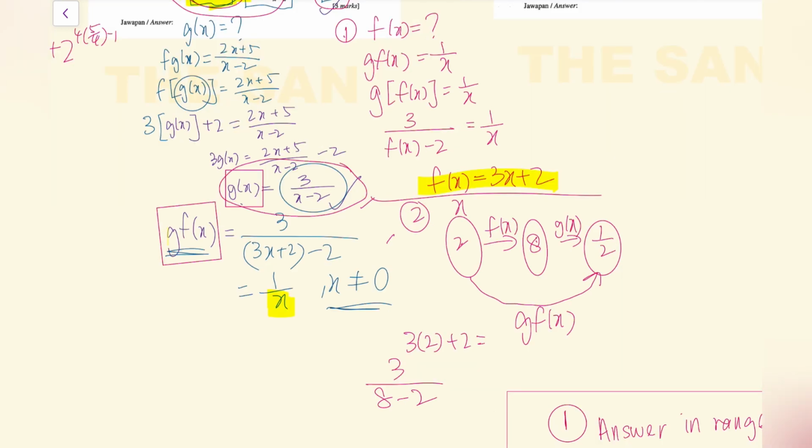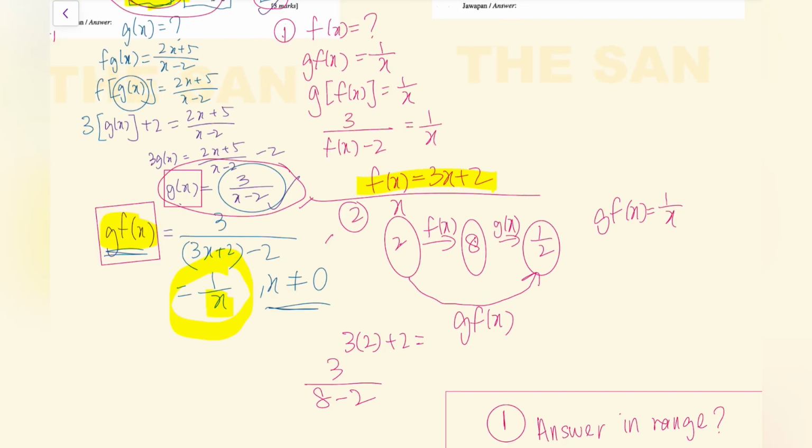So now the gf function that we found is this, gf(x) equal to 1 over x. We just have to substitute 2 into this equation to see whether we can get 1 over 2 or not. If yes, then our answer is correct. Substitute 2 into, yes, we get 1 over 2. So our answer is correct.